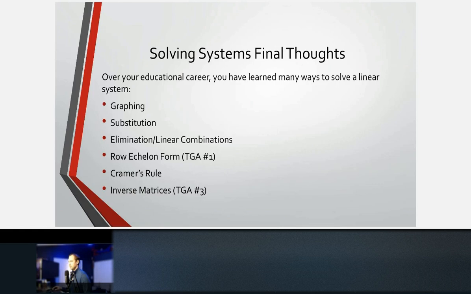All right, so kind of final thoughts on system of equations. We've learned since the beginning of our math careers in grade school, we can solve a system of equations by graphing, substitution method, elimination, also called linear combination method, row echelon form, or reduced row echelon form, RREF. That's going to be your TGA number 1. Using Cramer's rule and using the inverse matrices, which is today's lesson, that is your TGA number 3.